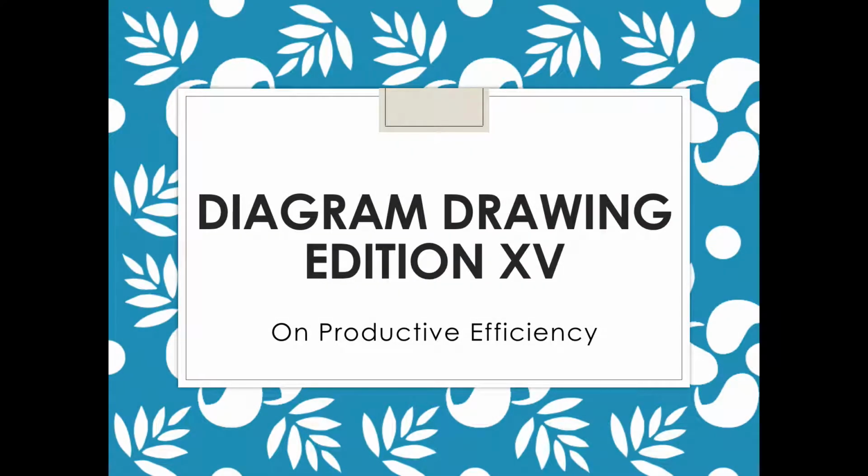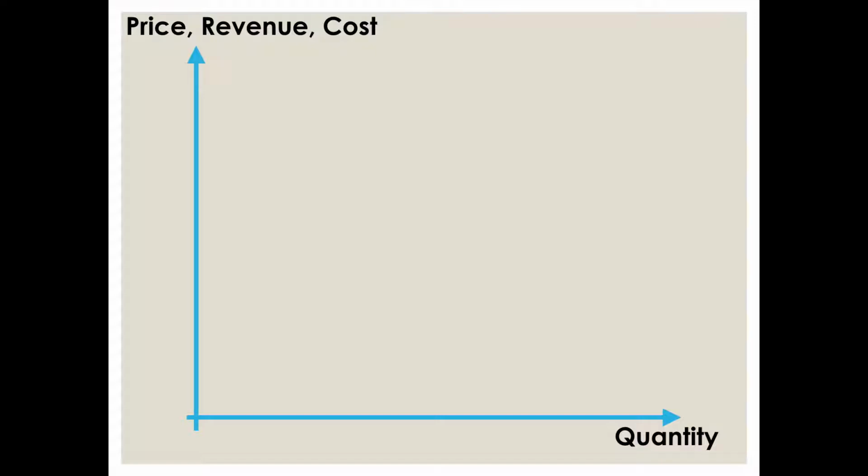Hi guys, today we'll be looking at how to tell if firms in a particular market structure is productively efficient using a diagram. Okay, so for today's episode, we'll be looking at firms with market power, so firms in market structures such as oligopolies, monopoly, and monopolistic competition.